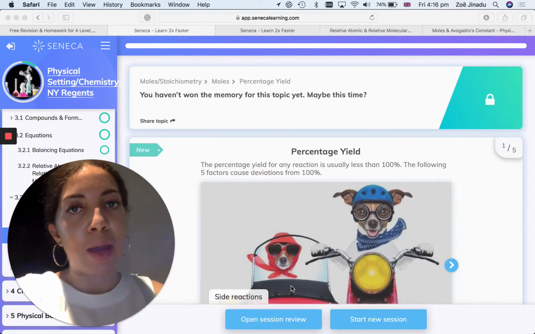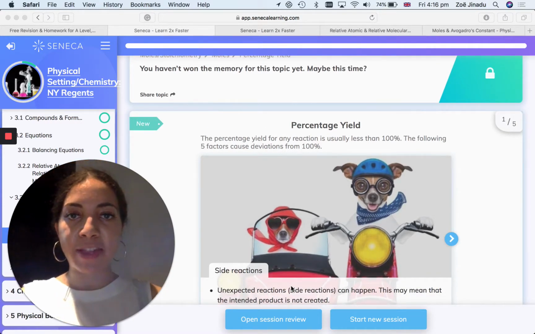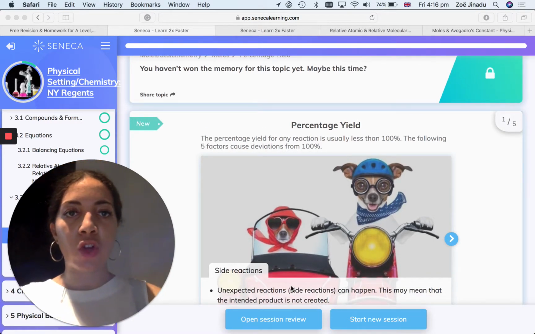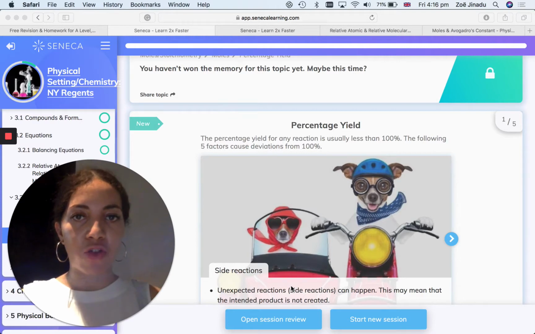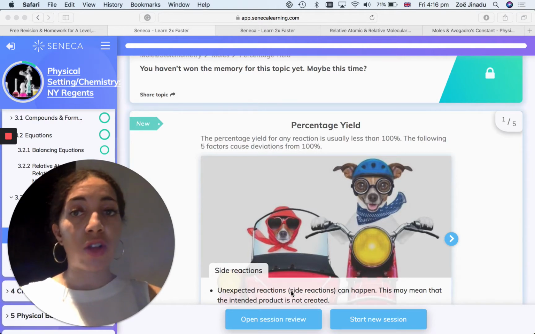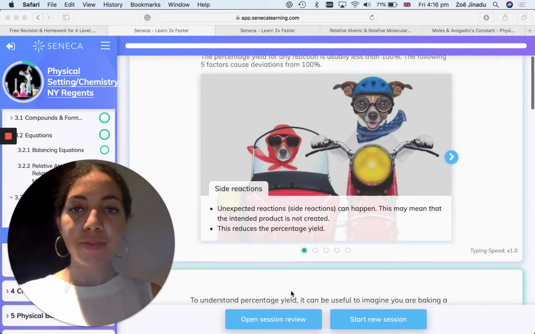Today we're going to be talking about percentage yield. The percentage yield for any reaction is usually less than 100%. The following 5 factors cause deviations from the 100%.